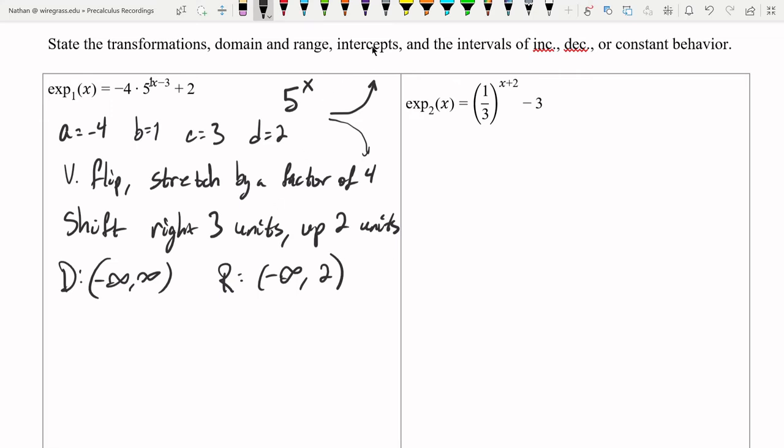Okay, the intercepts. Now that we do have an intercept, because it's been shifted up 2 units, we do have an x-intercept. For that, we're going to have to actually solve this equation.